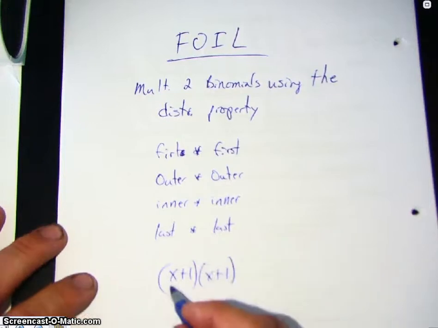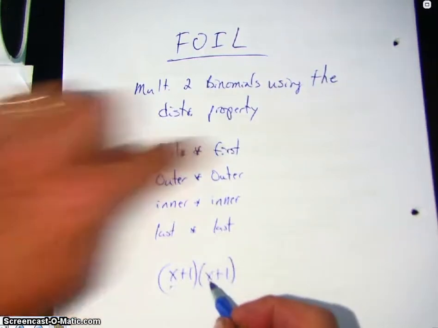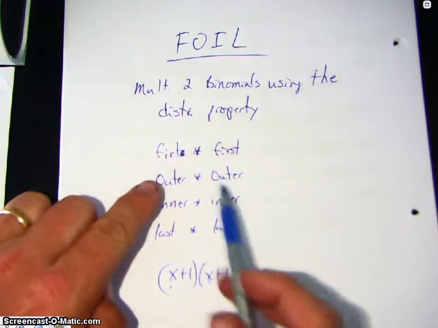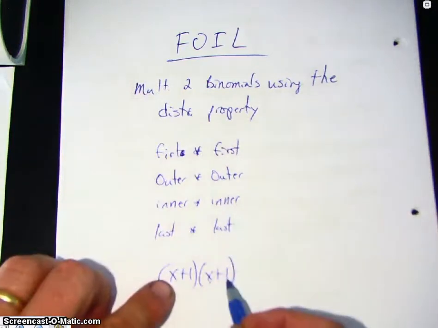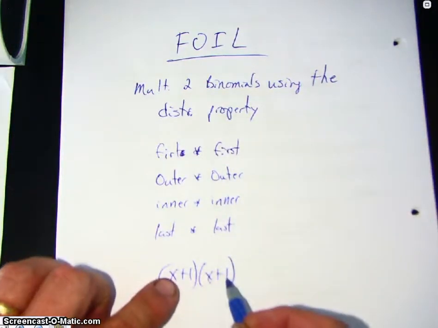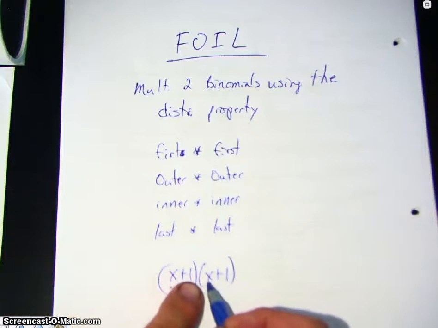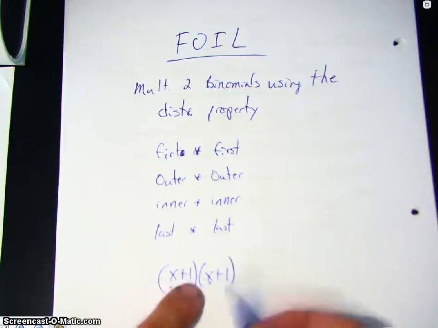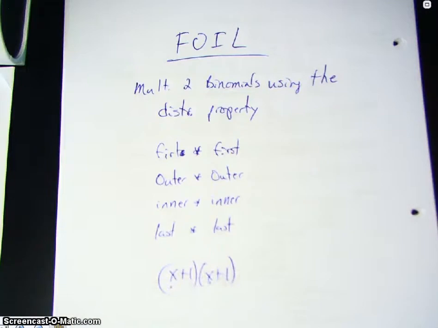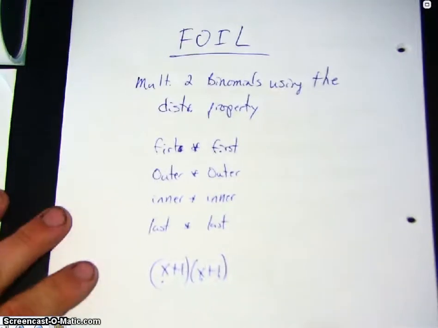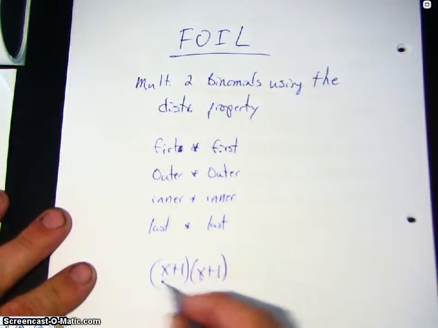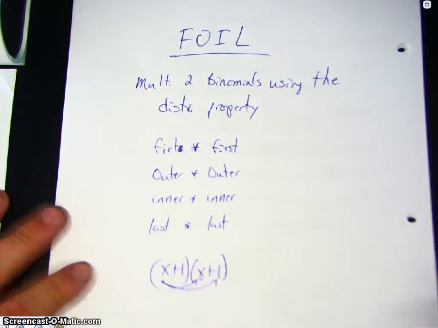take the first of this binomial, first of this binomial, and multiply. Then I take the outer, which is this and this, which is x1, and multiply those. The inner is in between, and the last of this binomial and the last of that binomial. I just like to look at it this way. Take this, I'm going to multiply it by that and that.